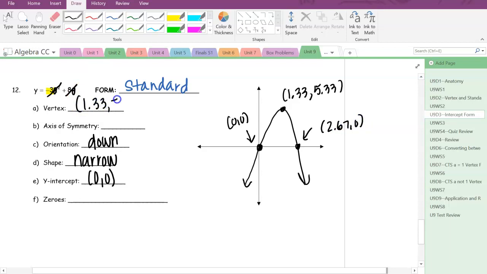Vertex 1.33, 5.33. Axis of symmetry is always x equals, and then that x coordinate, and then your zeros, you are going to list 0, 0 a second time here. Okay, and there you go.